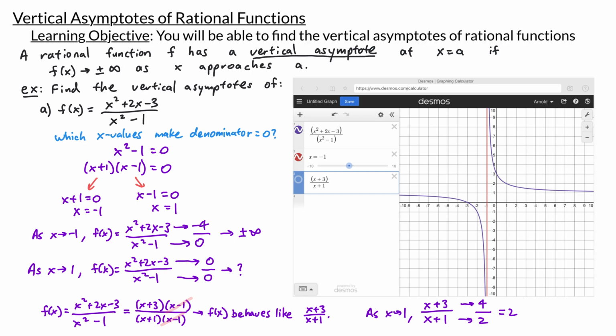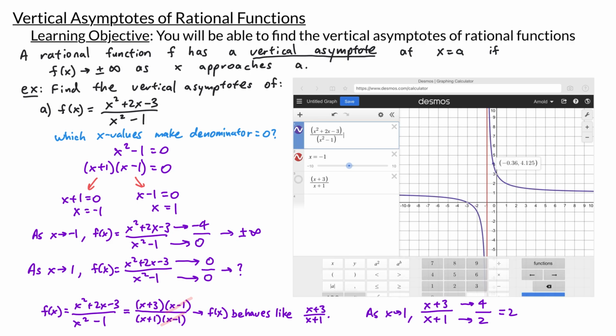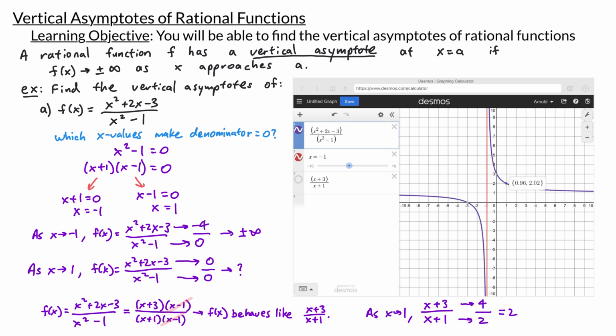But if we actually trace the function in Desmos, we see that as we get to 1, our graph is undefined at x equals 1. This is because x equals 1 is not part of the domain of this function, since it makes the denominator of our fraction equal to 0. Which means what we have here is a hole. So in this problem, we have a vertical asymptote, which I'll abbreviate with VA, at x equals negative 1, and we have a hole at x equals positive 1.